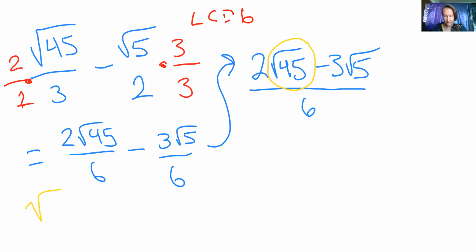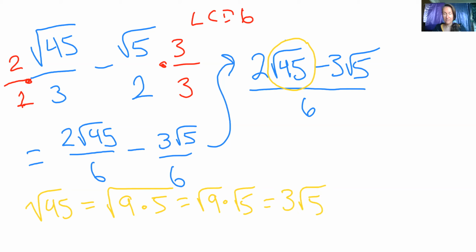The square root of 45 is the same thing as the square root of 9 times 5, which is the same thing as the square root of 9 times the square root of 5. And we know that the square root of 9 is actually 3. So this square root 45 can simplify to a 3 root 5, right? So now that we know that, we actually have 2 times 3 root 5 minus 3 root 5 over 6, okay? So 2 times 3 is 6.